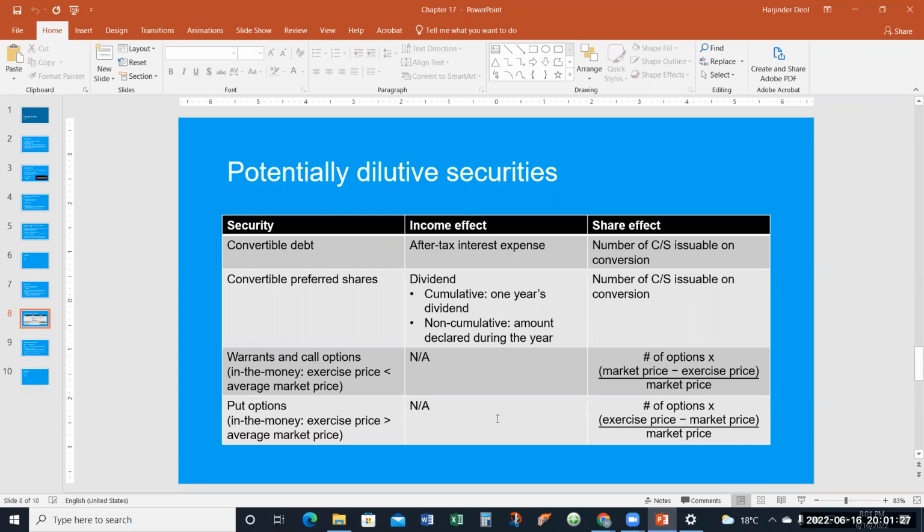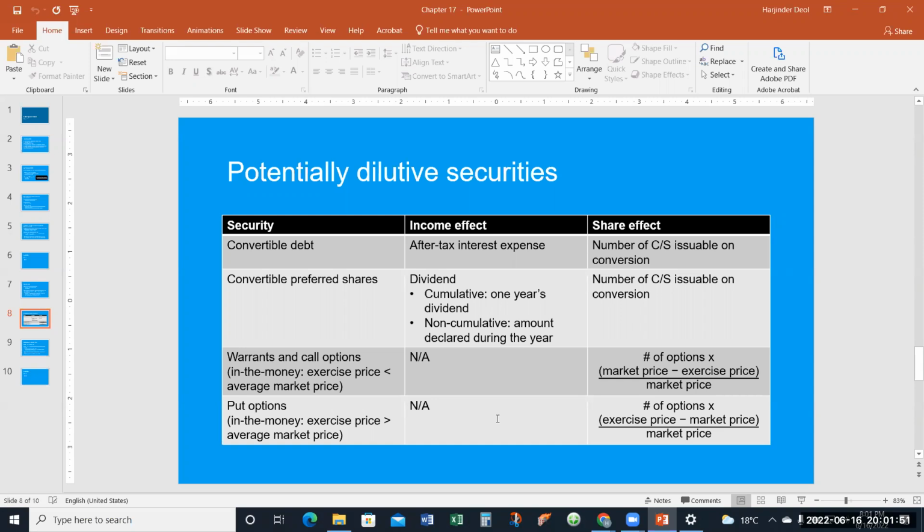Now, the thing with options is that we're not paying anything, right? The company currently doesn't pay any dividends to the options. The company doesn't pay any interest on the options. So if the options get exercised, they will have zero effect on the income, right? There is no income effect for options, but there will be a share effect.